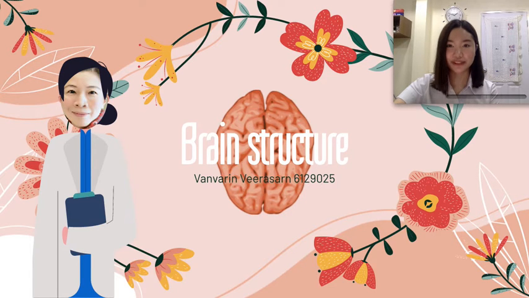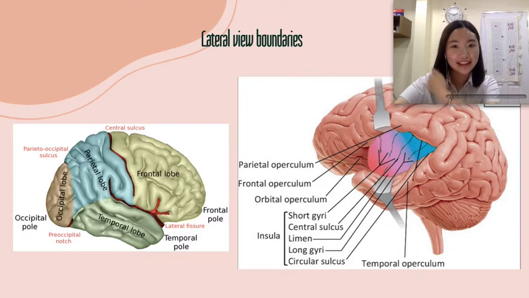Hi, my name is Vanarin Virasan and my student ID is 6129025, and I am going to be presenting about the brain structure. Okay, so for this picture, we can see the lateral view boundaries. In the lateral view, we can see the frontal lobe, parietal lobe, occipital lobe, and temporal lobe.